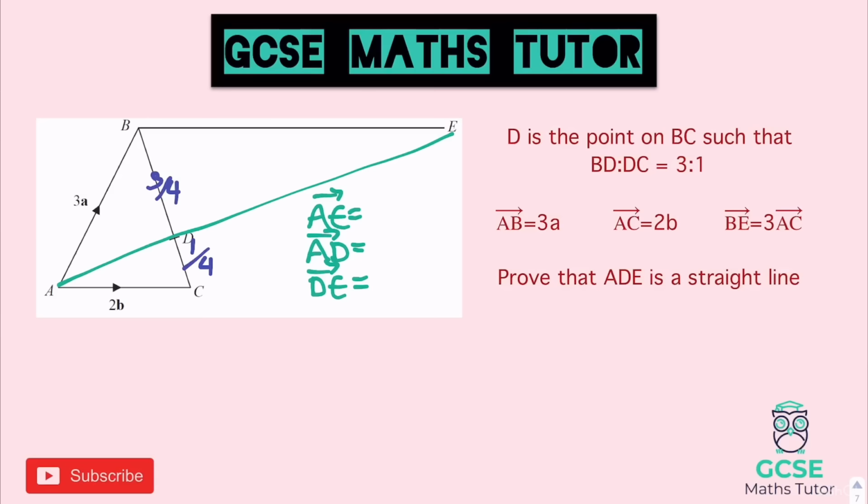Anything else that we could have here as any hints from the question? We've got that last little bit of information that says B to E is 3 lots of A to C. Well, A to C is 2b down there on the bottom of the triangle, and 3 lots of that would be 6b.